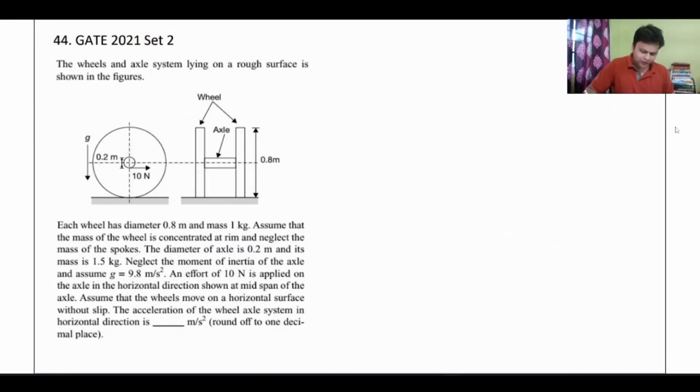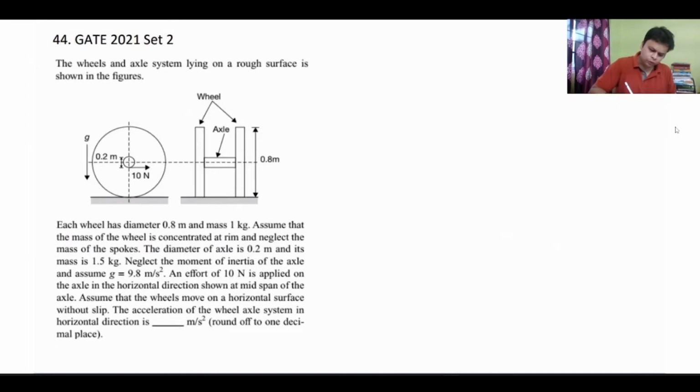Okay, the wheels and axle system lying on a rough surface is shown in the figure. Each wheel has a diameter of 0.8 and mass 1 kg. So the diameter of the wheel is equal to 0.8. So I can say the radius of the wheel is equal to 0.4.